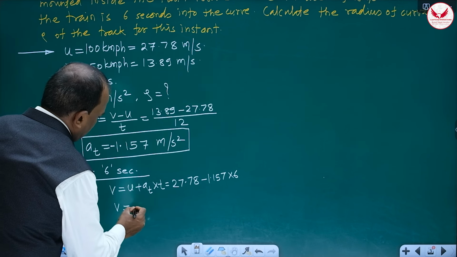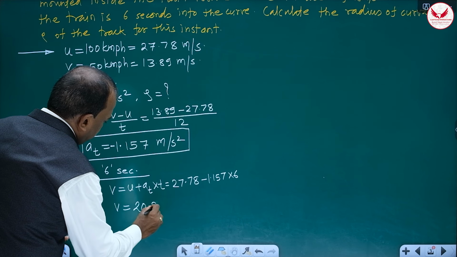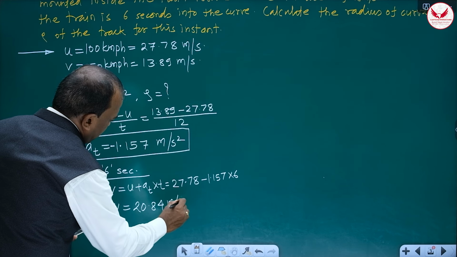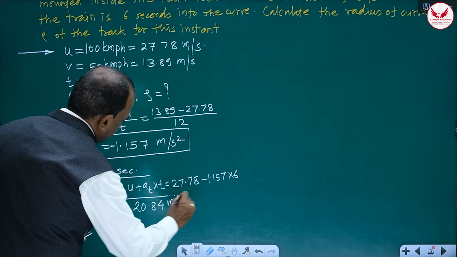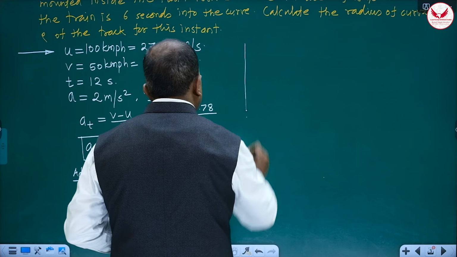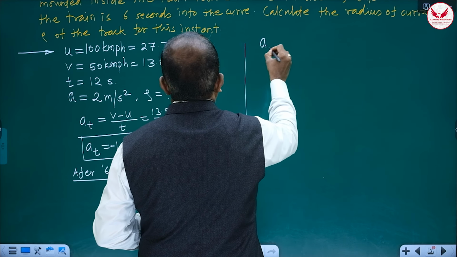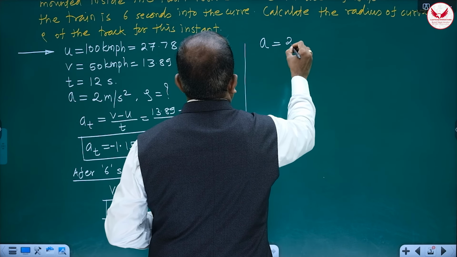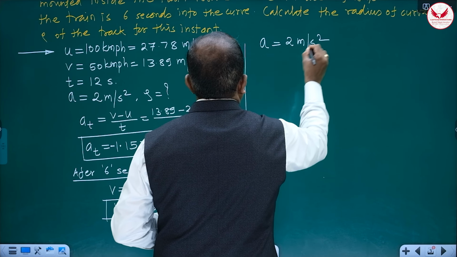That is 20.83 or 20.84 meters per second. So this is going to be useful. Now, what is given? A is given. A is going to be 2 meters per second square.